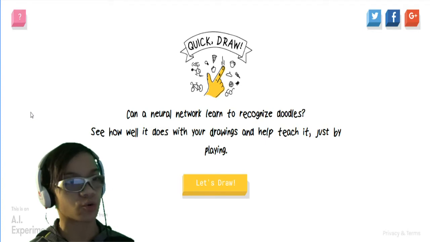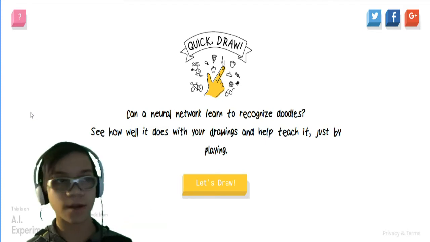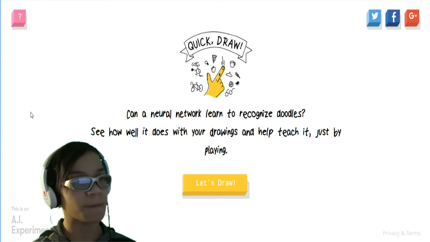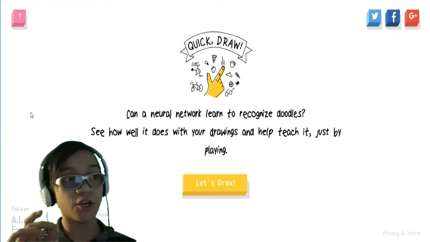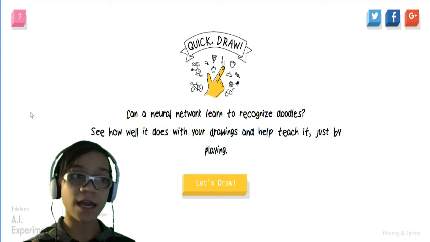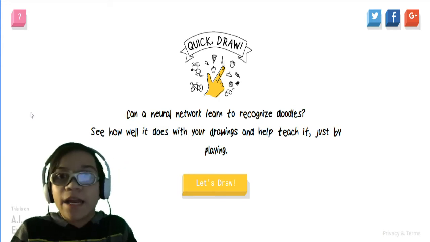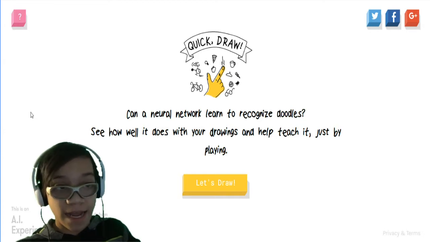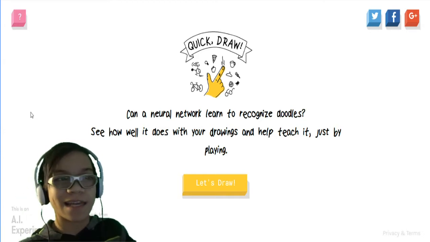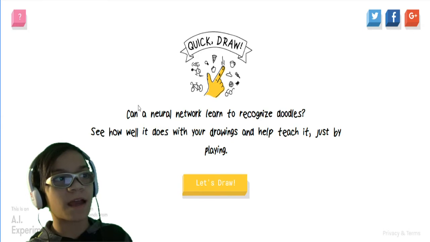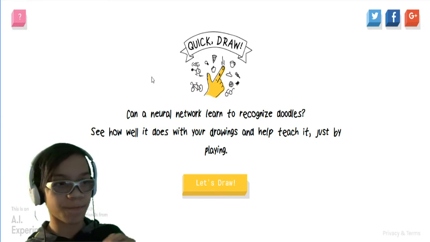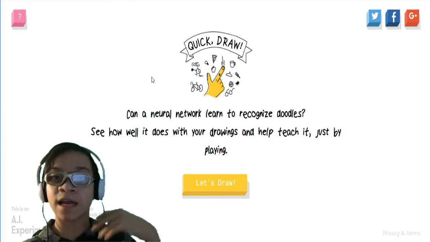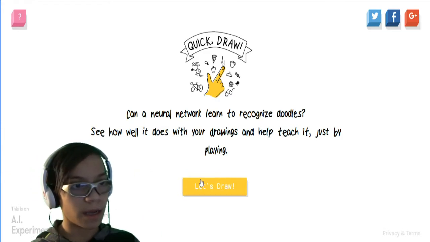Google Quick Draw. It says right there, this is an AI experiment made with some friends from Google. Can a neural network learn how to recognize doodles? See how well it does with your drawings and help teach it just by playing. Basically, how this works is it gives you a thing to draw, and you have to draw it, and it has to guess what you're drawing.